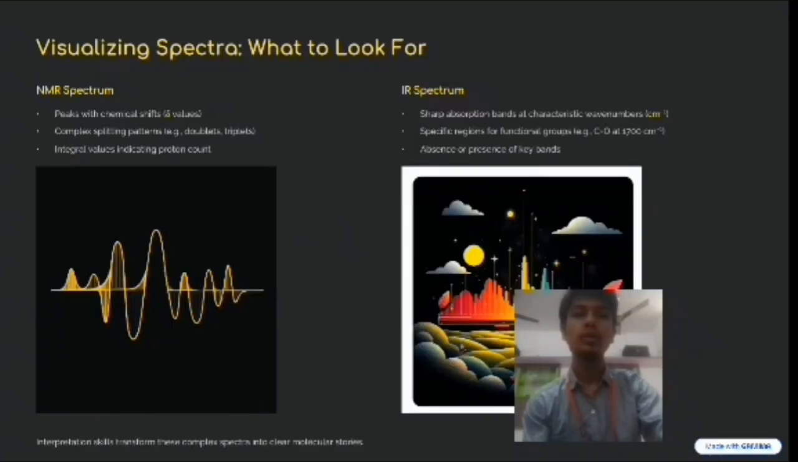What to look for in NMR spectroscopy. Look at the chemical shift to know the environment of hydrogen or carbon. Check the splitting pattern to find the number of neighboring atoms. Observe peak intensity area to know how many nuclei are present. Identify the number of signals to know how many different environments exist.